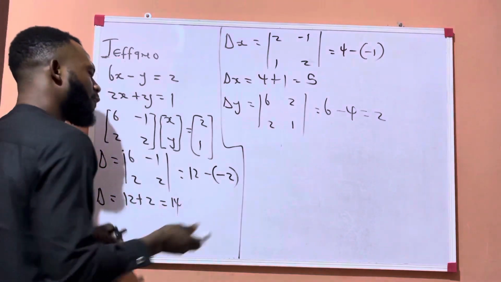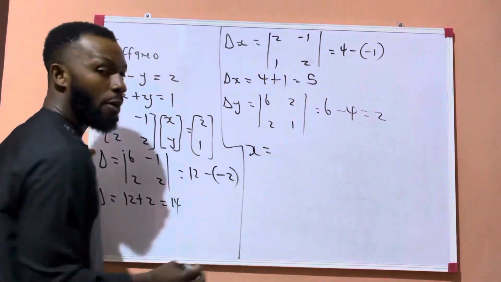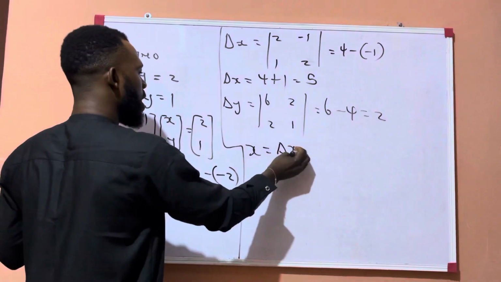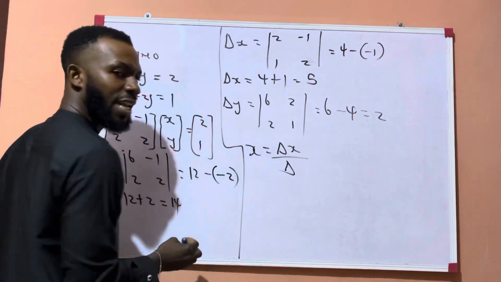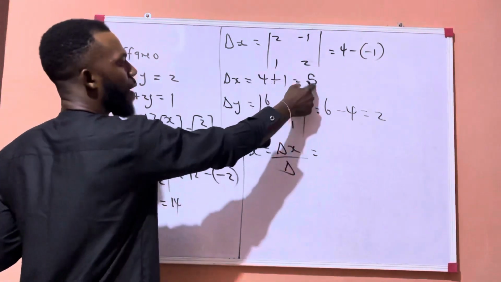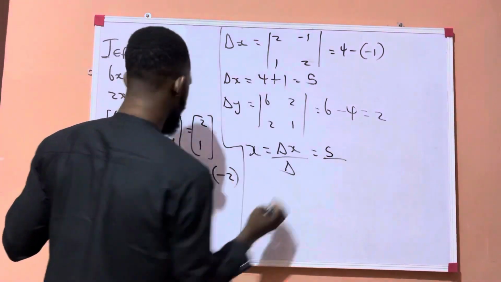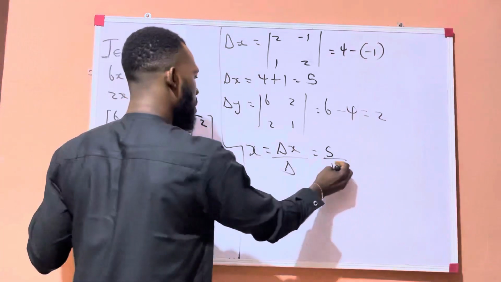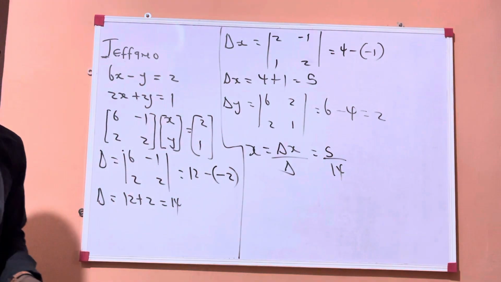Okay, now that we have got the values for change in x and change in y, what is the question? The question says find the value of x and y. Now, what is the formula for x? Change in x over change. Now, let's do that. Now, change in x was 5 over change was 14. So our x becomes 5 over 14.